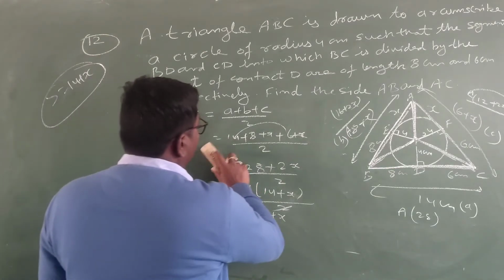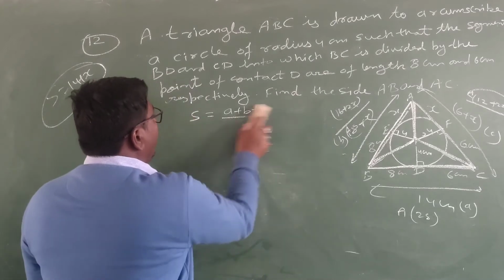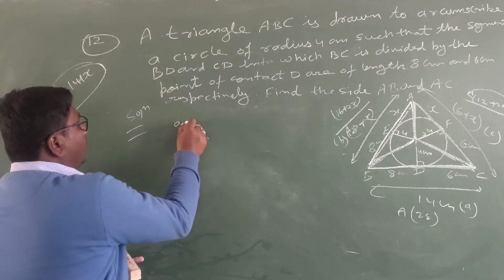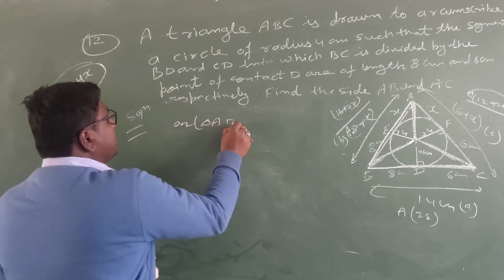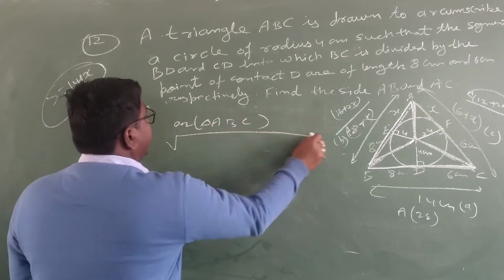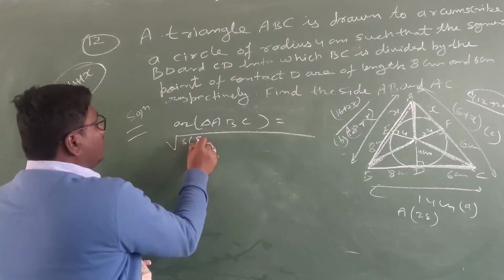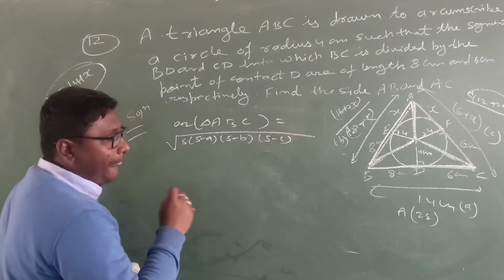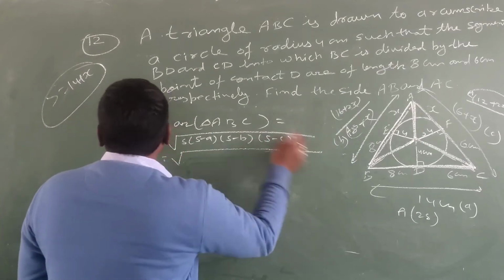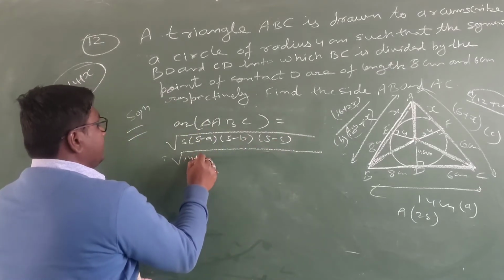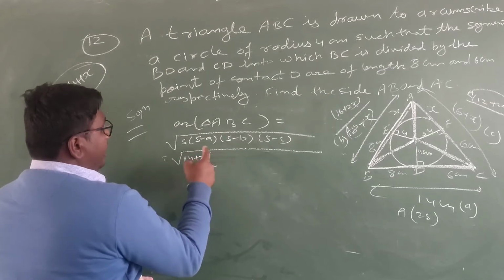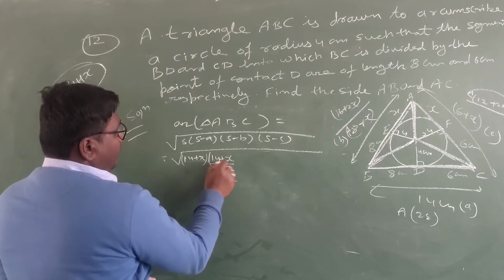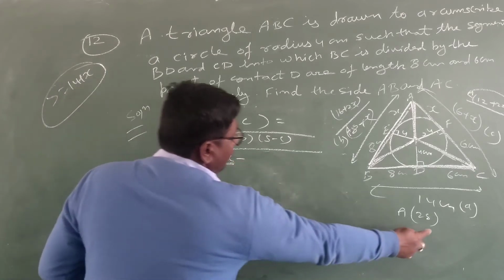Now use Heron's formula. What is Heron's formula? In Heron's formula, the area of triangle ABC will be equal to the root under s into s minus a into s minus b into s minus c. Now the value of s is 14 plus x. Then in the bracket, s minus a, then again s will be 14 plus x minus a, which is 14.